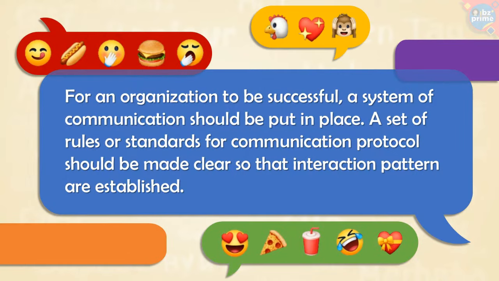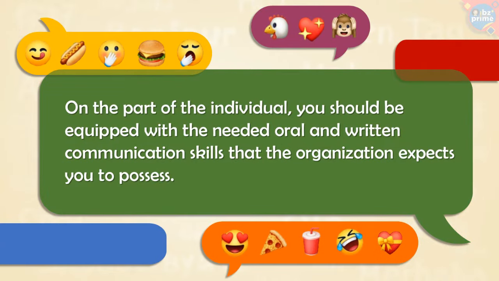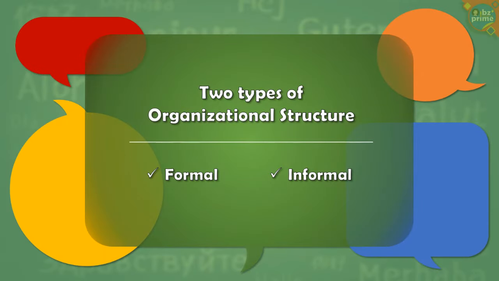For an organization to be successful, a system of communication should be put in place. A set of rules or standard for communication protocol should be made clear so that communication patterns are established. On the part of the individual, you should be equipped with the needed oral and written communication skills that the organization expects you to possess. There are two types of organizational structure. One is formal and two is informal.